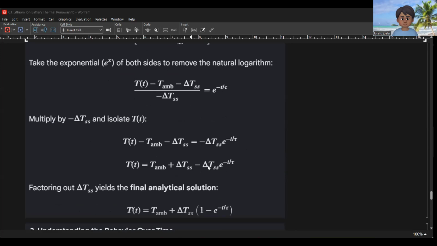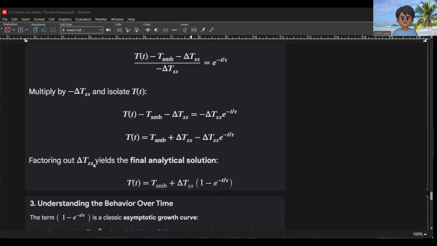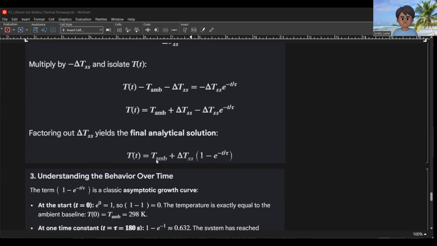And finally, we have this expression. Factoring out delta yields the time analytic solution. So we have the temperature here as a function of time: the ambient temperature plus delta T SS times 1 minus e to the negative t over the time constant.